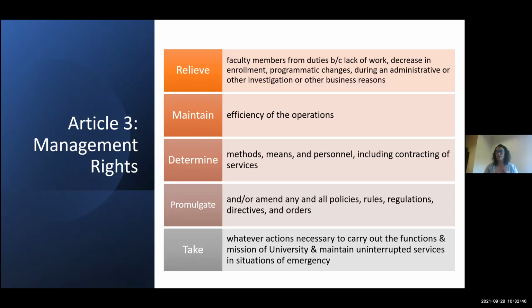We have authority to relieve faculty members from duties because of lack of work, decrease in enrollment, programmatic changes, or other administrative reasons, to maintain efficiency of operations, determine methods, means, and personnel, including contracting of services, and promulgate or amend any other policies, rules, regulations, directives, or orders. That maybe seems super basic as well. That's also another incredibly important provision that allows us to implement policies that are within the university's authority to do.